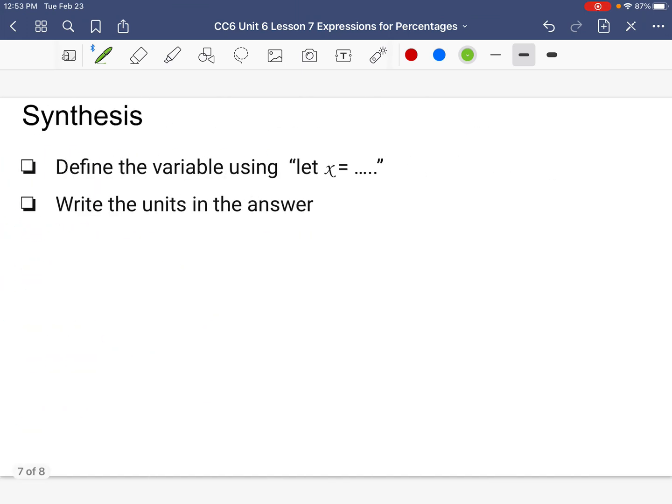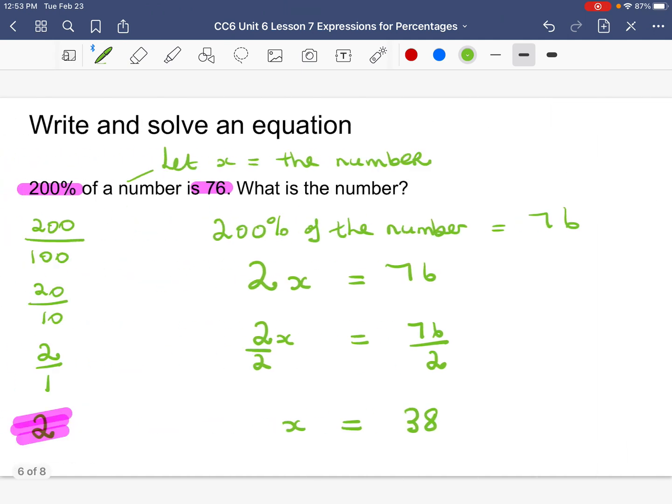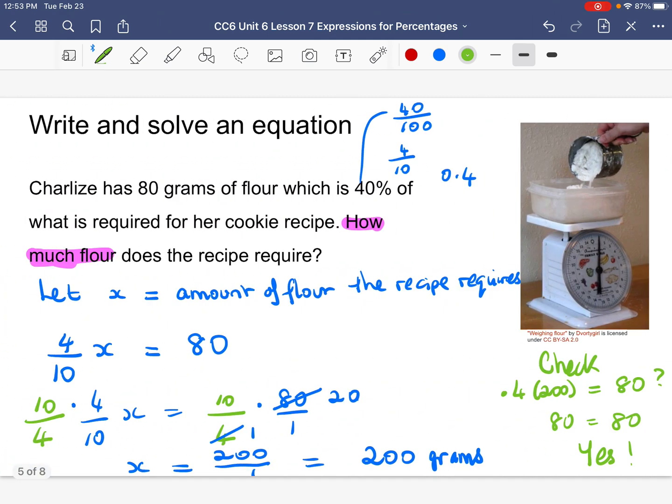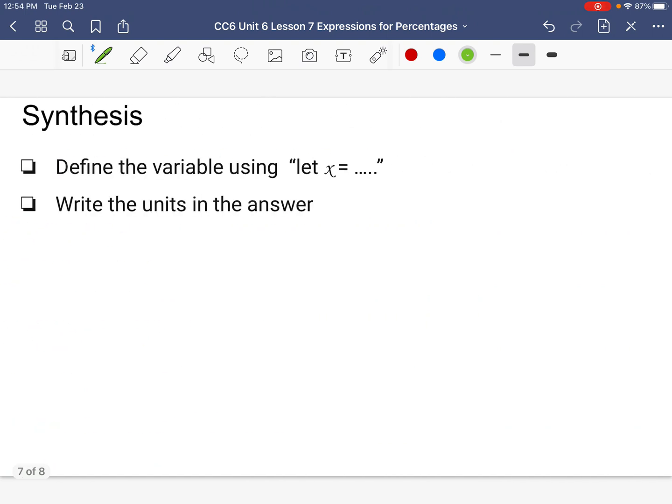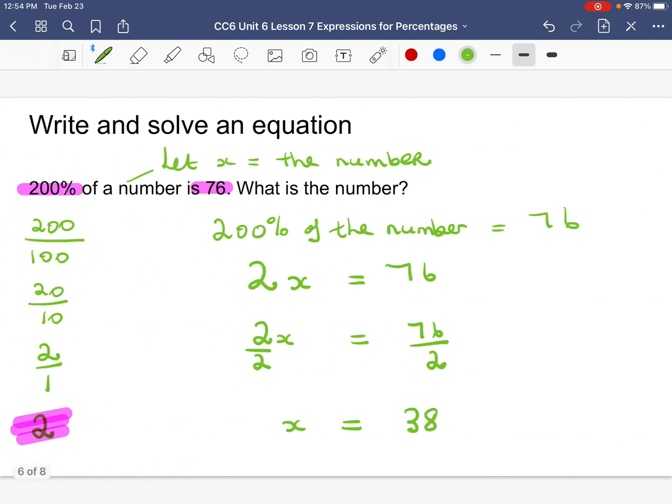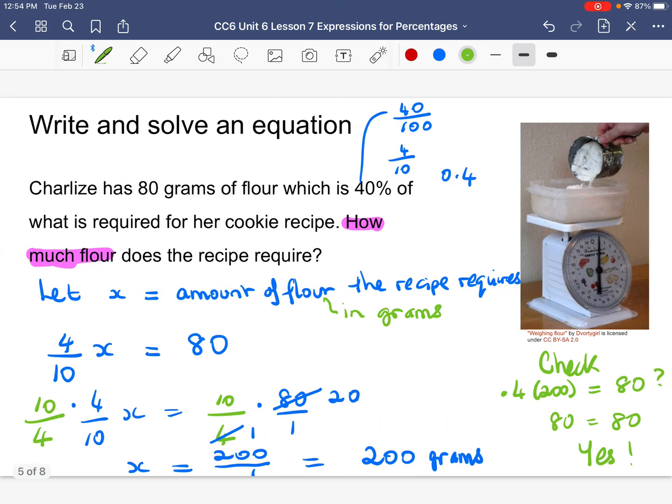So to summarize, define the variable, let x equal whatever it is. You saw in this example, x was the unknown number. You saw here that x was the amount of flour the recipe requires, and I should actually have said the amount of flour in grams that the recipe requires. So define your variable and write the units in the answer. There were no units in this one, but here it was 200 grams. How much flour? 200 grams of flour.